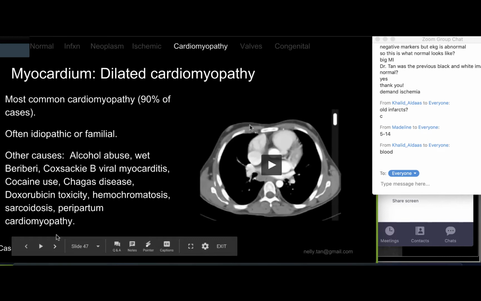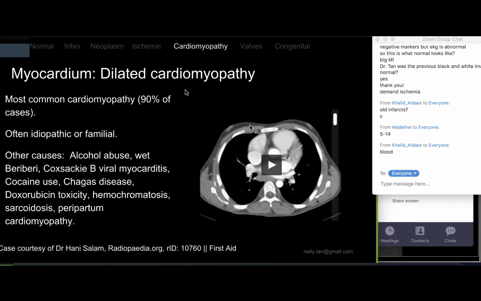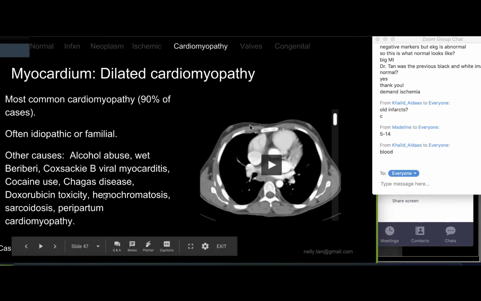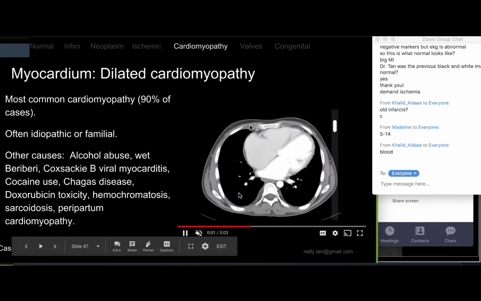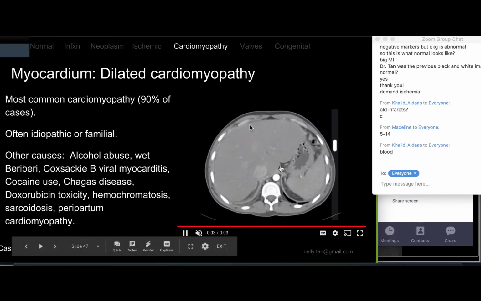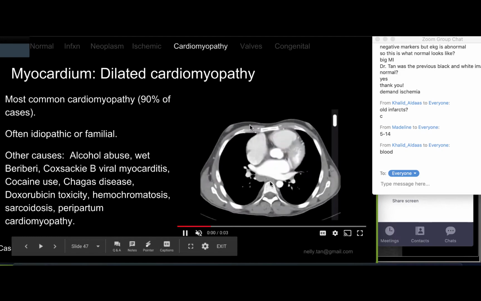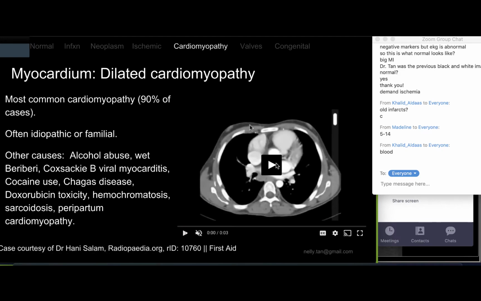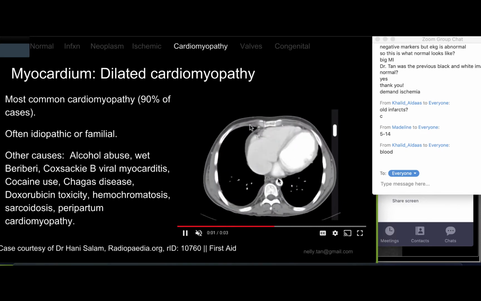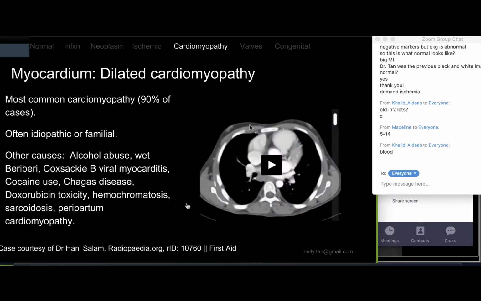Dilated cardiomyopathy. Okay, so we're moving on to cardiomyopathies. Dilated cardiomyopathy is the most common, and it's often idiopathic or familial, but there are a bunch of other causes. Alcohol, beriberi, Coxsackie, doxorubicin toxicity, hemochromatosis. And this is what it looks like. All the chambers are enlarged. The right, the left, the atria, they're all enlarged.